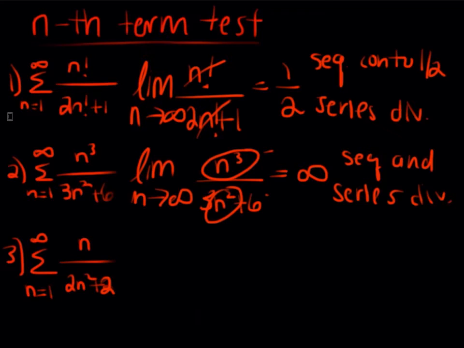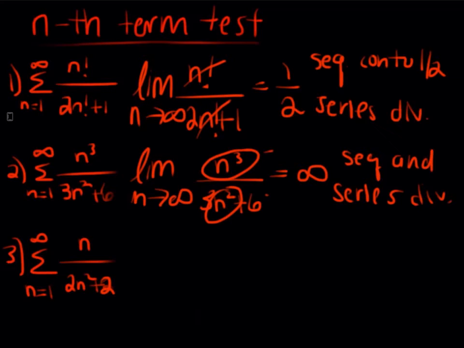And we know this because the nth term is going to be an infinite value. And if we keep adding infinite values to our series, then our series is going to approach infinity, and the series is going to diverge. Now let's look at the third example.